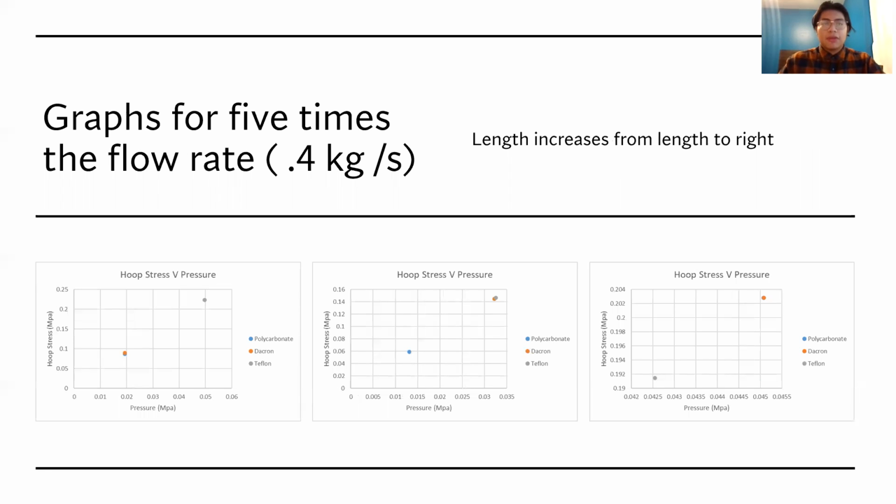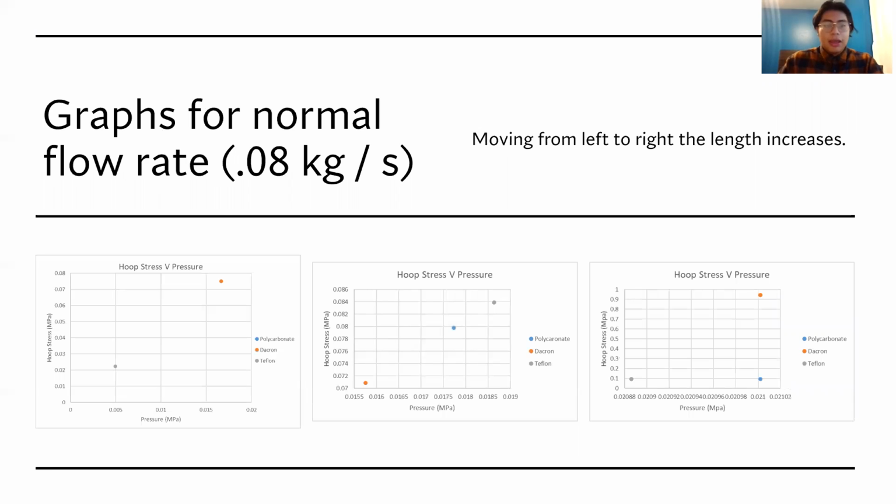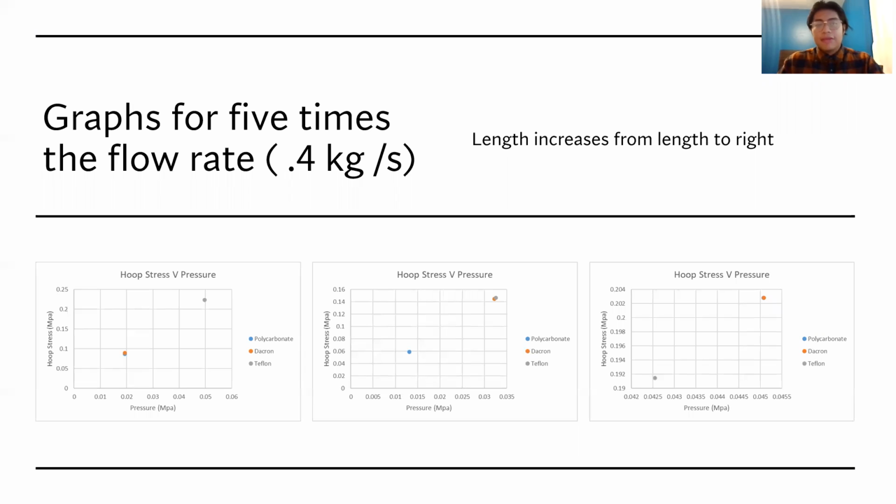Here we see the graphs for the 5 times the flow rate, which is 0.4 kilograms per second. As per the last slide, it also increases from left to right from 1 millimeter, 10 millimeters, and 100 millimeters. Here you can see the differences of how the materials react at 5 times the blood flow. From the previous slide, you can see on the 1 millimeter, Dacron experiences the highest pressure and the highest hoop stress, whereas at 5 times, Teflon experiences the most hoop stress and pressure.